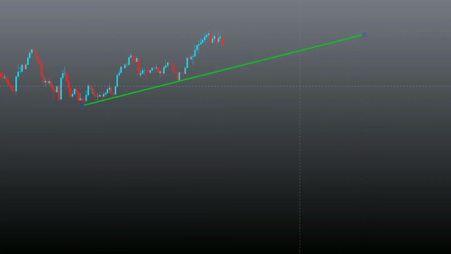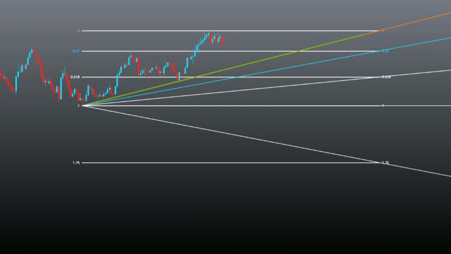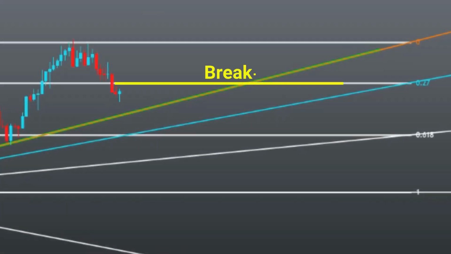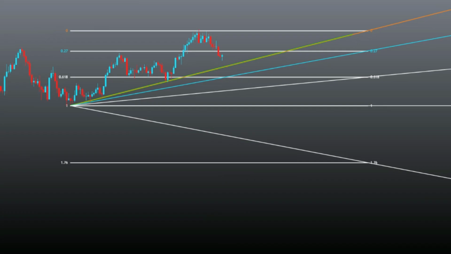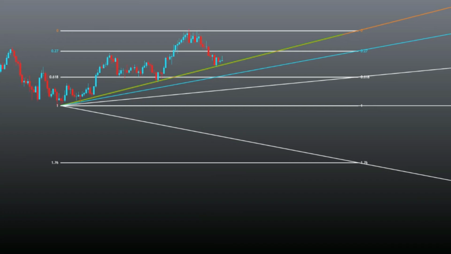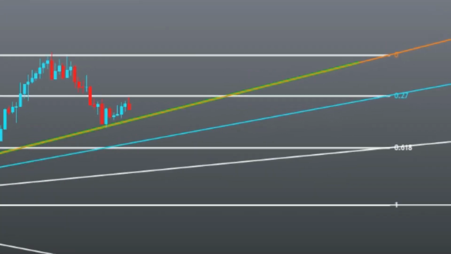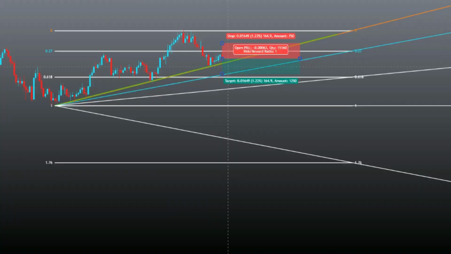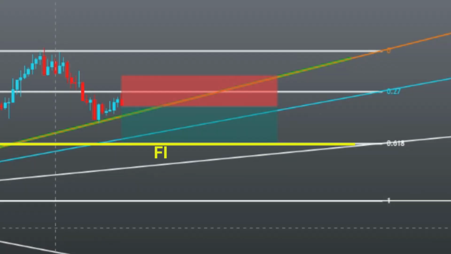The second step is actually our first strategy. I apply Fibonacci speed to this uptrend. First up, I have to wait for 0.27 line breakout. Once it does, I'll wait for a pullback. If completed, I'll enter a trade. The first take profit point is Fibonacci 0.618 level.